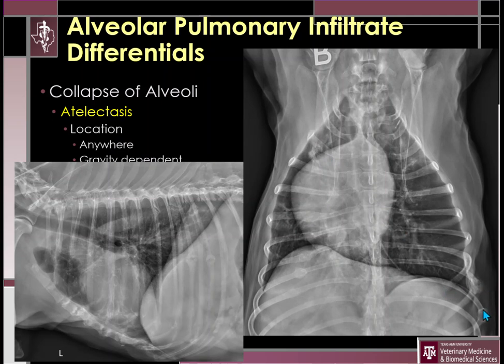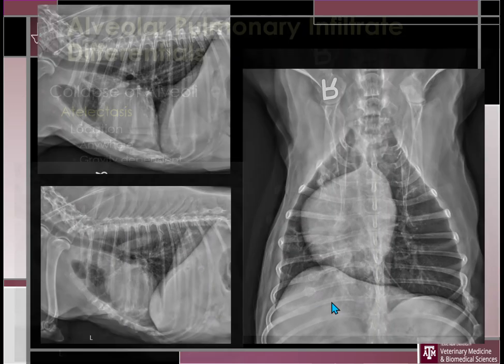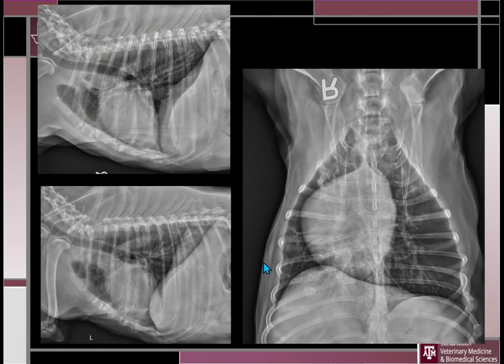This guy has some healing rib fractures. You can see them here and here from trauma. Just all three views showing you the right lateral, the left lateral, and the ventrodorsal view in this dog with atelectasis. So if you have atelectasis, sometimes these pulmonary patterns are inconsistent.